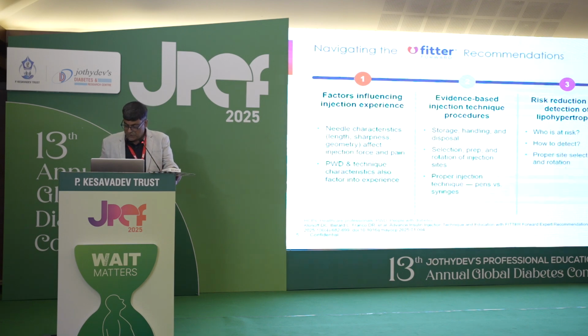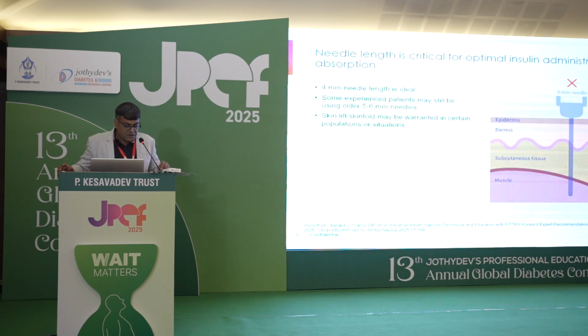So these are the 4 components of these FITTER forward guidelines. And one of the important components which we often ignore is the needle length, which is actually very critical if you want to have a proper effect of insulin. Now, in the majority of people, the skin thickness is 2.2 mm, regardless of whether the person is obese or lean and thin. So a 4 mm needle is the optimum length for most patients. By using that needle size, you don't reach the muscle, at least in normal people. Only in people who are very lean and thin, there might be a chance of going into muscle.